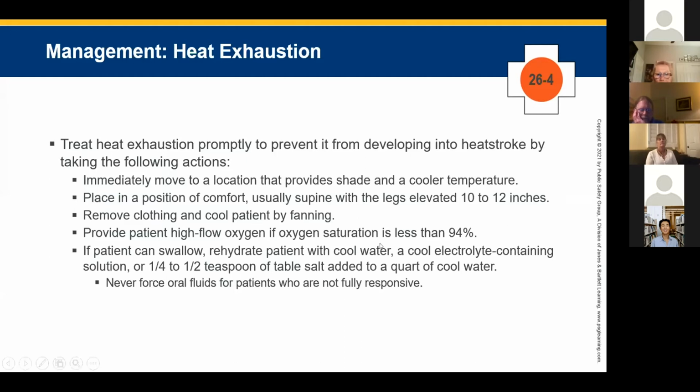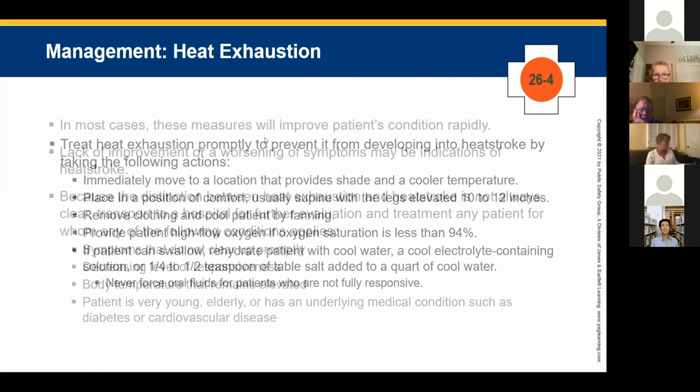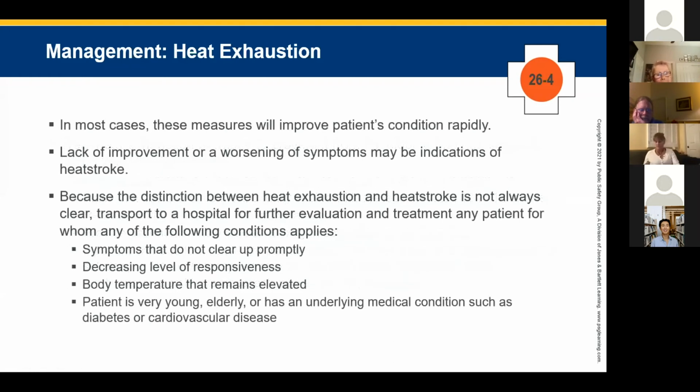If the patient can swallow, give them something to drink, okay? If they can't swallow, don't put anything in their mouth. And if they're not responsive, don't put anything in their mouth either. Don't put an ice cube in their mouth if they're unresponsive. In most cases, you'll improve the patient's condition. If it worsens, this patient needs to be seen by medical. Remember that.